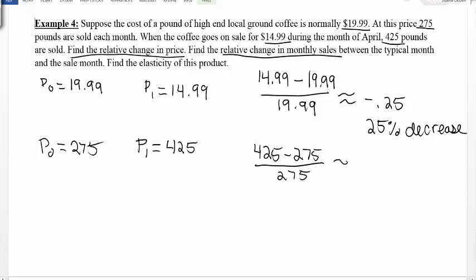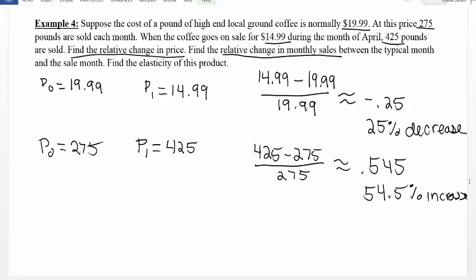So again, we're going to crunch that in our calculator. I'm going to round, so I'm going to use the approximation symbol. So I have 0.545, or 54.5% increase. So this is good, right? We're hoping that if we lower the price, that people will buy more. And that's what's happening here. If we decrease the price, the percentage that we sell goes up. So this seems so far like a pretty good business model.